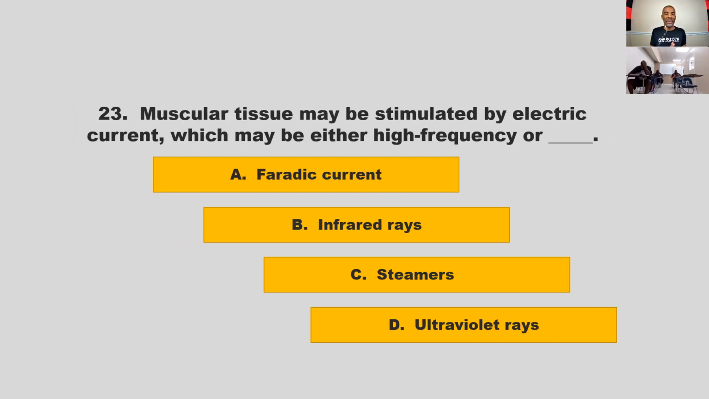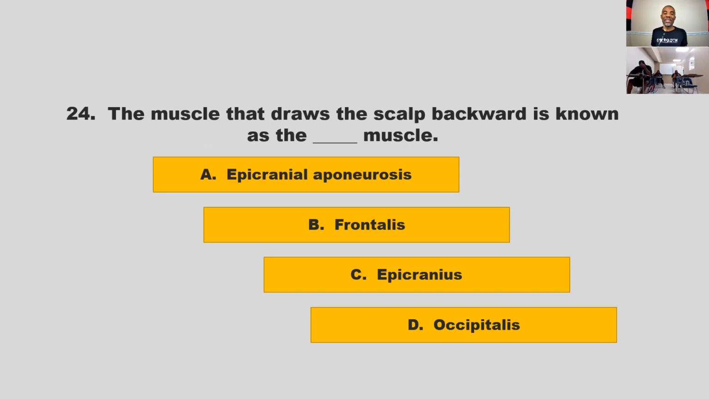Muscular tissue may be stimulated by electric current, which may be either high frequency or is it Faradic current, infrared rays, steamers, or ultraviolet rays? A. And that is correct. We had that yesterday. The muscle that draws the scalp backward is known as the blank muscle. Epicranial, epineurosis, frontalis, epicranius, or occipitalis. The occipitalis. That is correct.